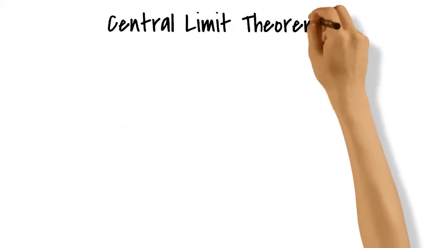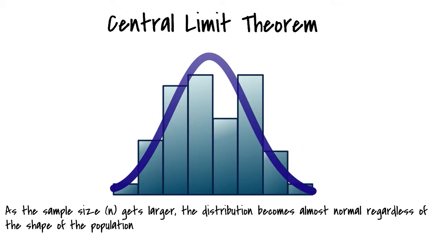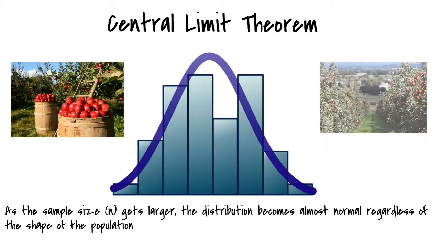The central limit theorem states that as the sample size n gets larger, the distribution becomes almost normal regardless of the shape of the population.